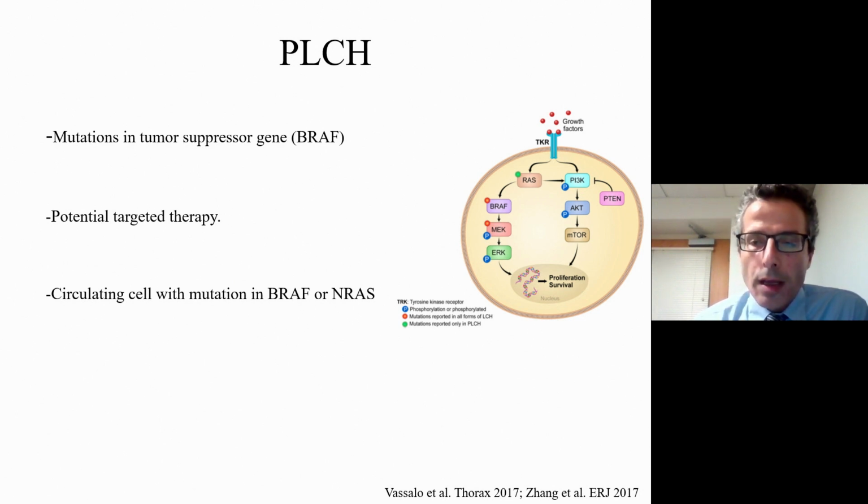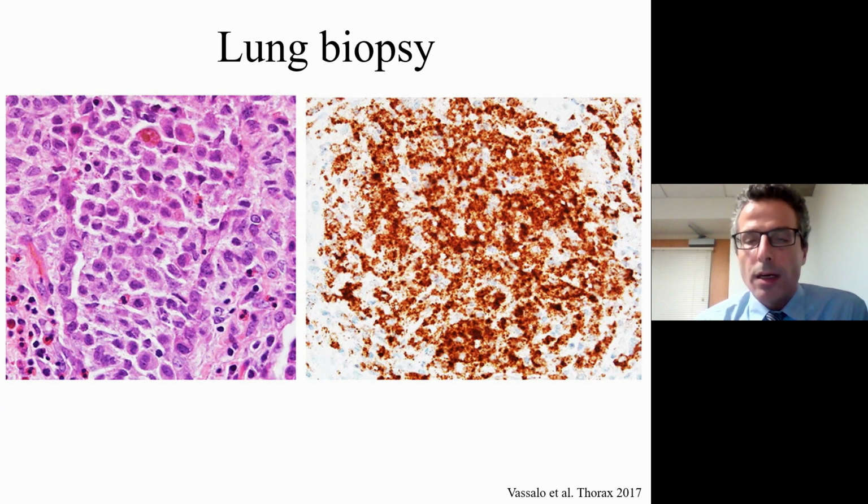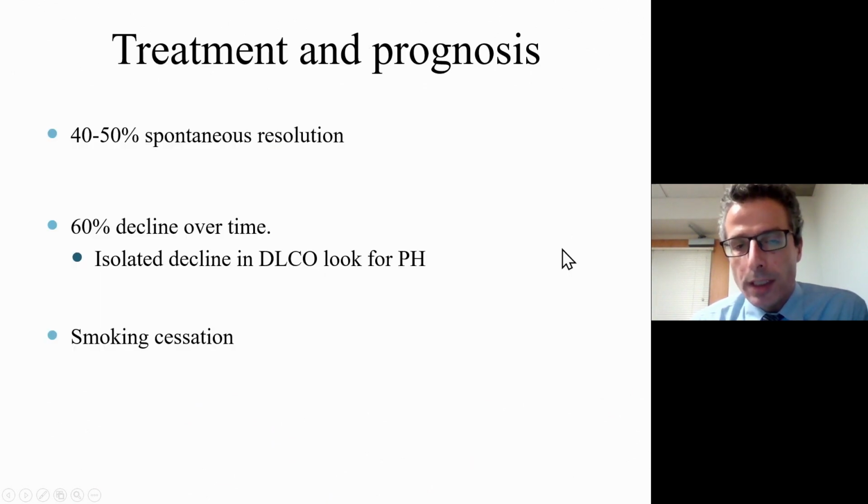Now, there's an enormous amount of work being done in trying to isolate circulating cells that have the mutations in BRAF, to be able to diagnose PLCH without requiring a biopsy. In cases where it evolves to requiring a biopsy, what you'll see here, this is a lung nodule that is packed with CD1A positive cells, which again is virtually diagnostic of the disease.